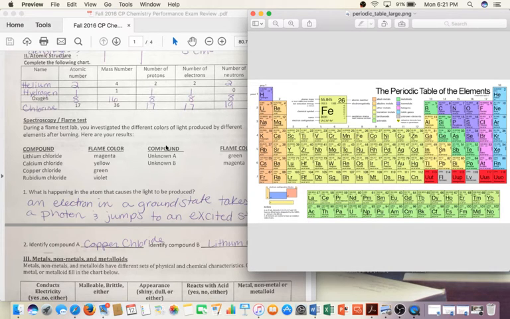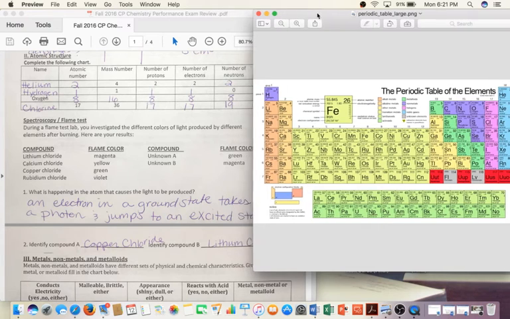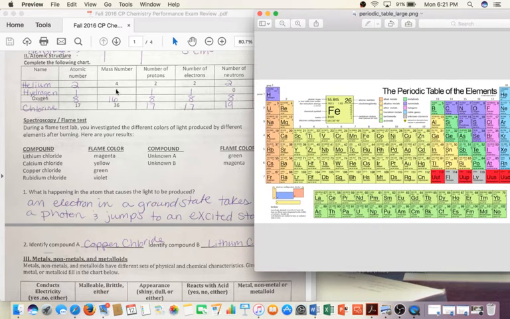All right, next one. So they told you that on the second row, right here, you have a 1. So if that is my mass number, there is only one element on the entire periodic table that has a mass number of 1, and that is hydrogen. So hydrogen has an atomic number of 1. He has 1 proton, 1 electron, and he has no neutrons.